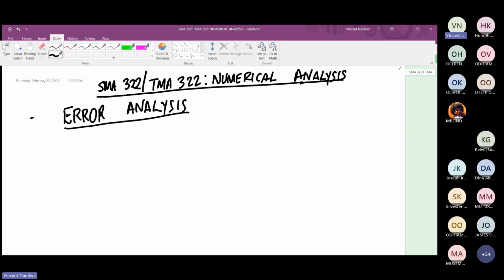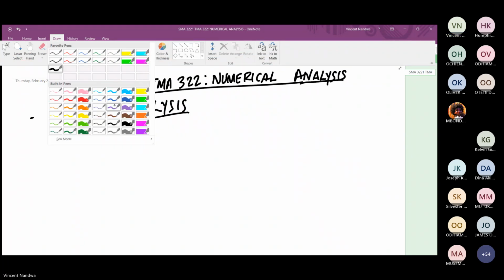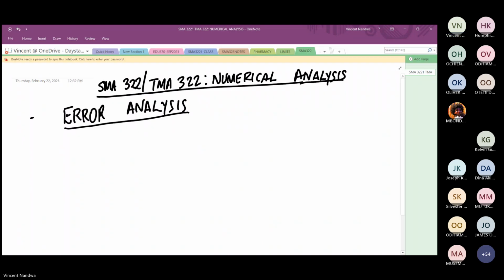So what do you understand by the term error from your Form 3 work? What is the meaning of the term error?